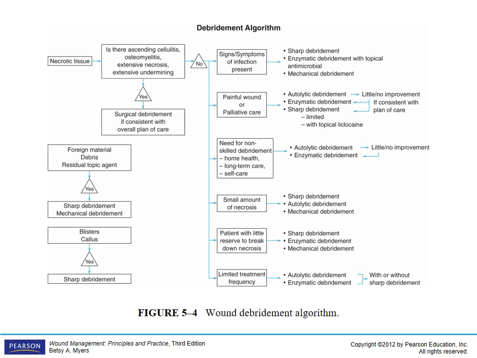Here's a wound debridement algorithm. I'm not going to go through it, but if you look at it, it's going to give you some really good decision-making tools. As you can see, anything on the right-hand side of this algorithm is a no. So when would you not do debridement is on the right-hand side of this algorithm, and when you would do debridement is on the left-hand side.